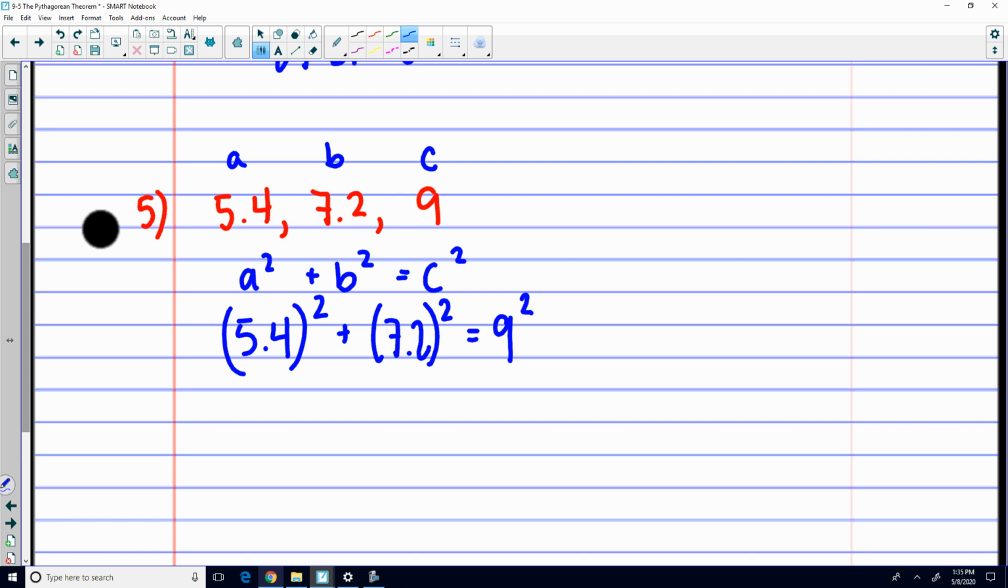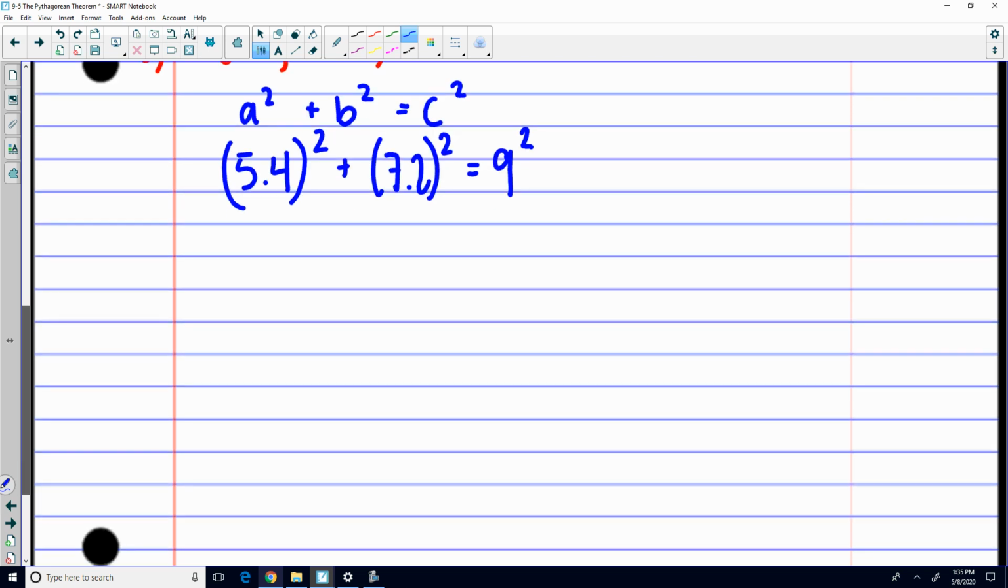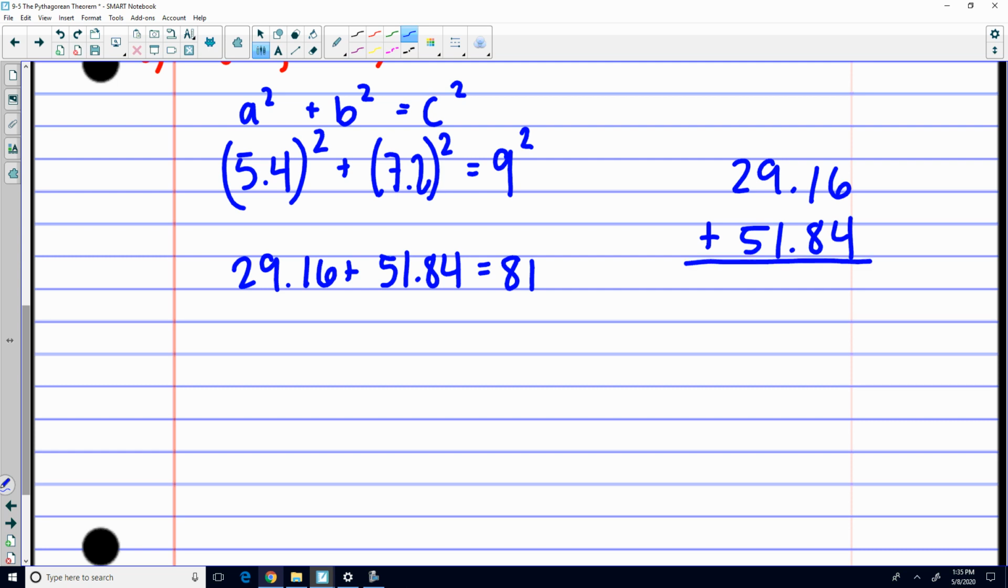Well, I don't know, let's figure it out. All right, on a calculator, I'd be doing 5.4 squared. You are going to get 29.16. 7.2 squared on a calculator is 51.84, 51 and 84 hundredths. Does that equal 81? Let's do the math over here. 29.16 plus 51.84. Let's math it up. 10, carry the 1. 10, carry the 1. Drop the decimal. 11, carry the 1. 81 equals 81. So yes, it is a Pythagorean triple.